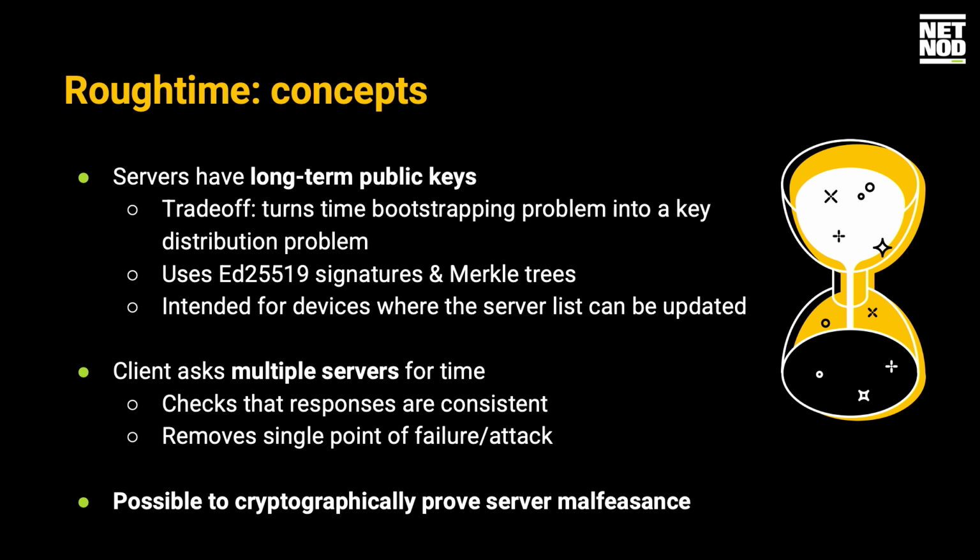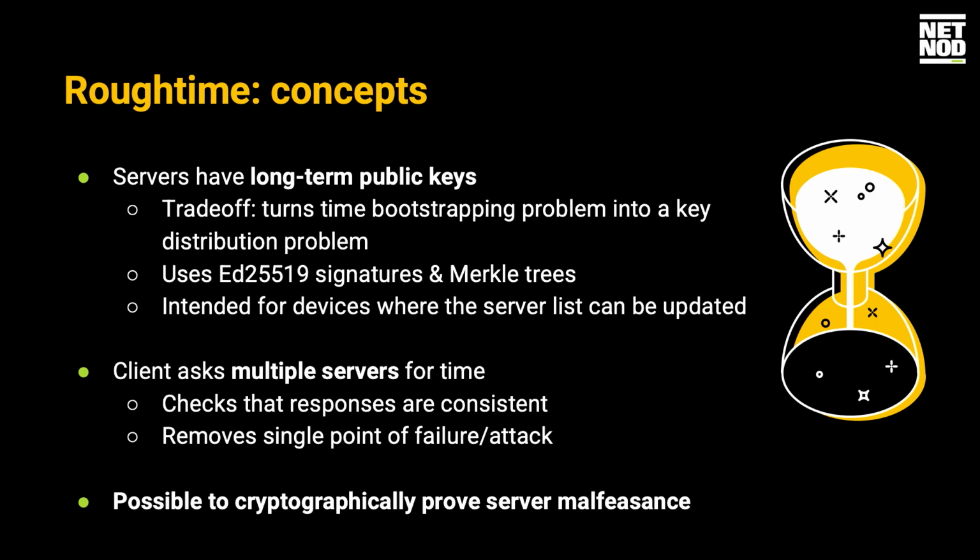And the way Roughtime handles that is that it uses a cryptographic construction called Merkle trees. And Merkle trees allow us to batch these signatures. So a server can take several thousand requests, and using a Merkle tree, only make a single public key signature for all of those thousand requests, which really saves on computing power.